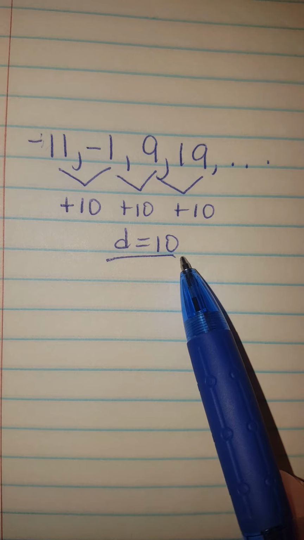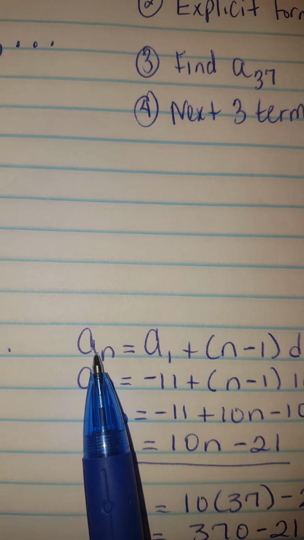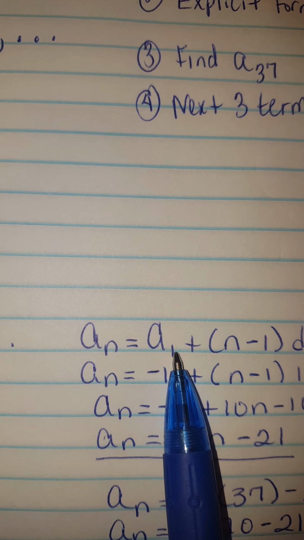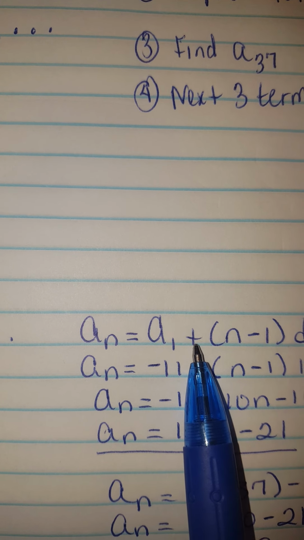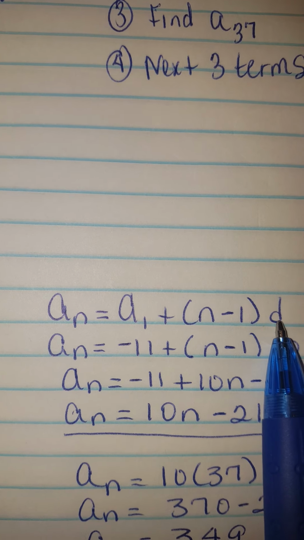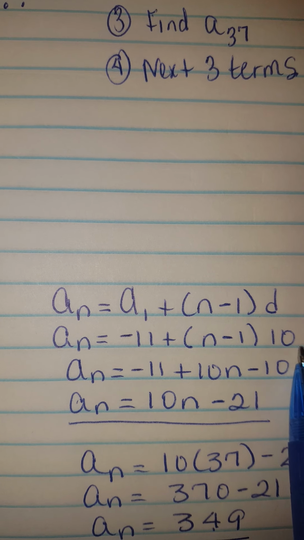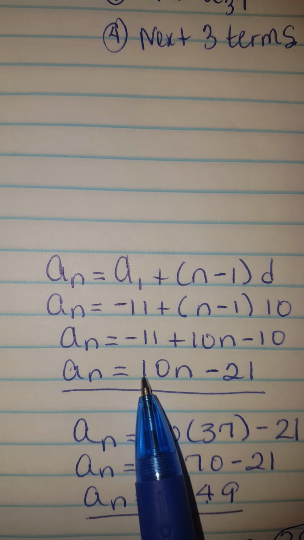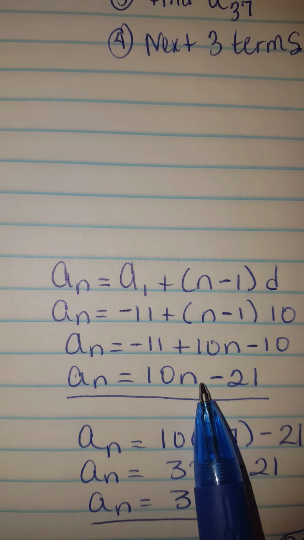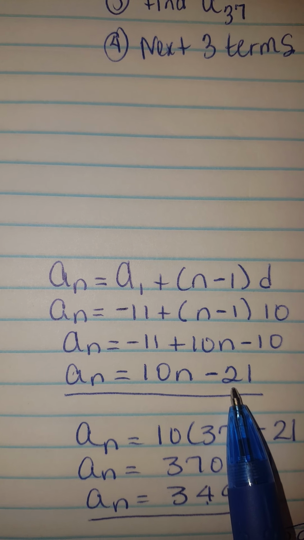Right after that, I found the explicit formula using a sub n equals a sub 1, which is the first term of the sequence, plus n, which is the term you're asked to find, minus 1, times d, which is your common difference. I substituted in everything that I know, and this is my explicit formula: a sub n equals 10n minus 21.